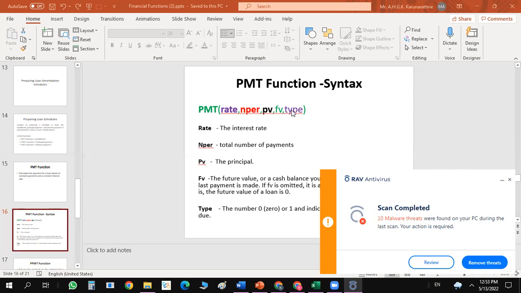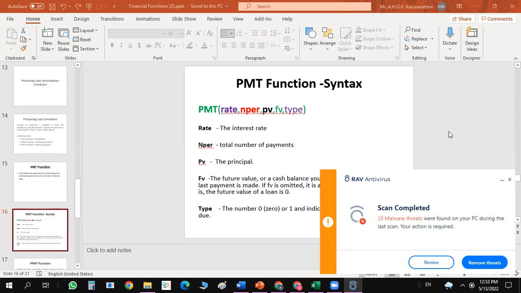Type: ordinary cash flows usually, right? Rate is the interest rate, no problem. NPER is the number of periods, for example 5 years, 10 years, 20 years, or 1 month, 2 months, 3 months, or whatever. PV means principal value or present value, ideally principal value.